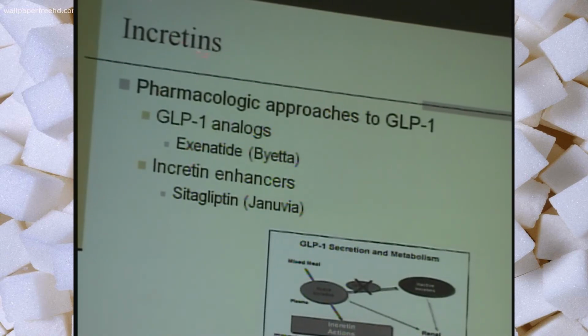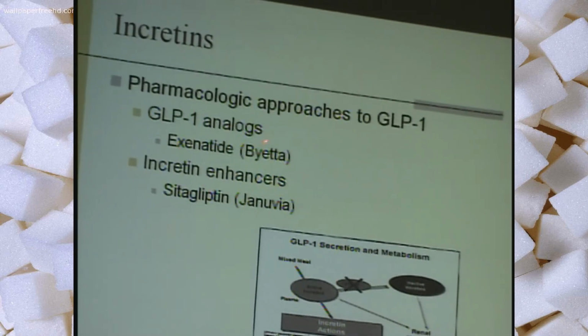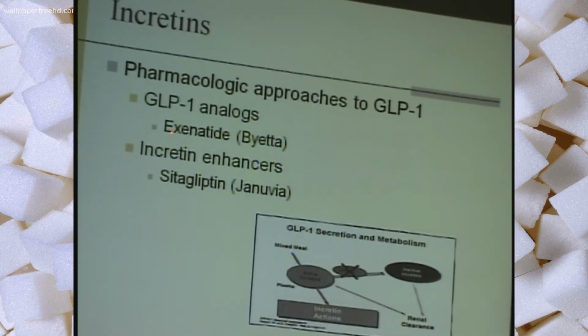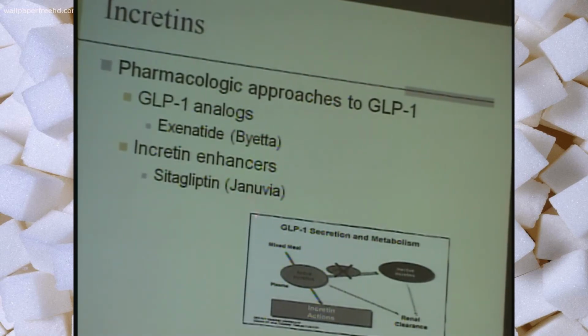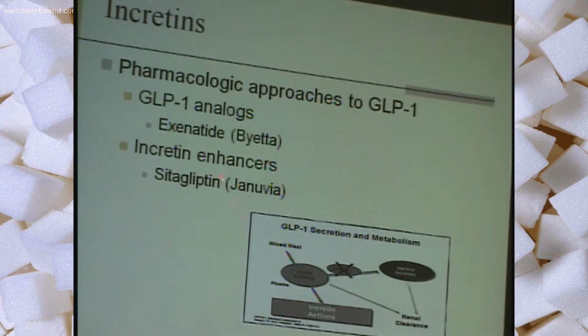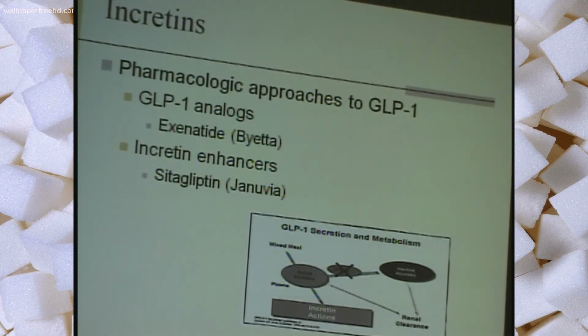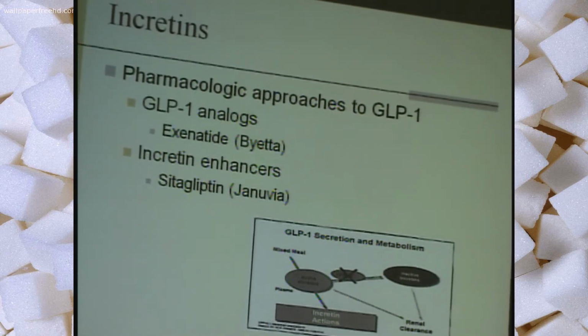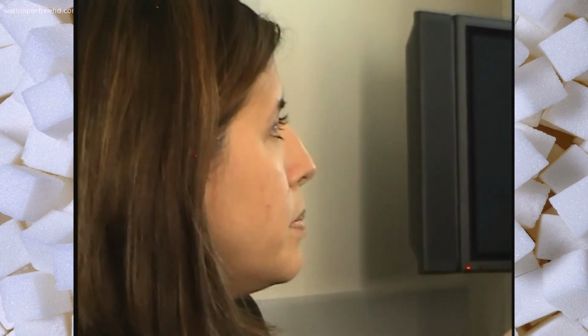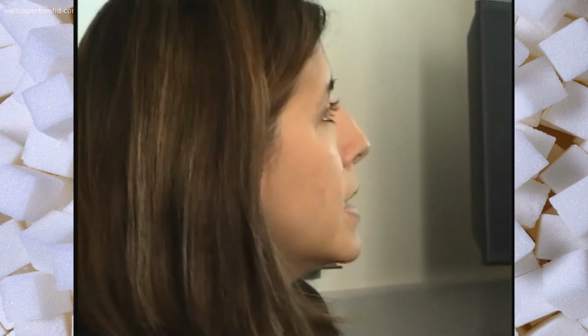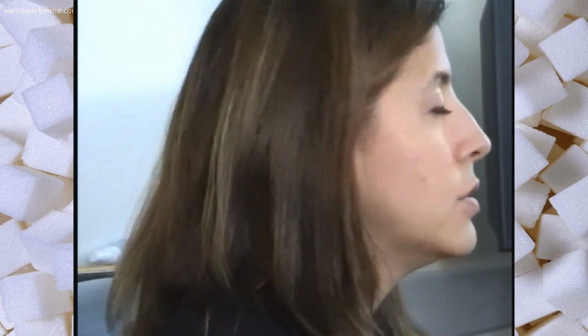Okay. The two incretin medications we have now are the GLP-1 analog called exenatide, commercial name Byetta, and the incretin enhancer sitagliptin, commercial name Januvia. Exenatide is basically incretin itself. Sitagliptin is an inhibitor of the DPP4 enzyme. And the DPP4 enzyme is the enzyme that breaks down the incretin. So by inhibiting the DPP4, you're just making your endogenous incretin last longer in the system.